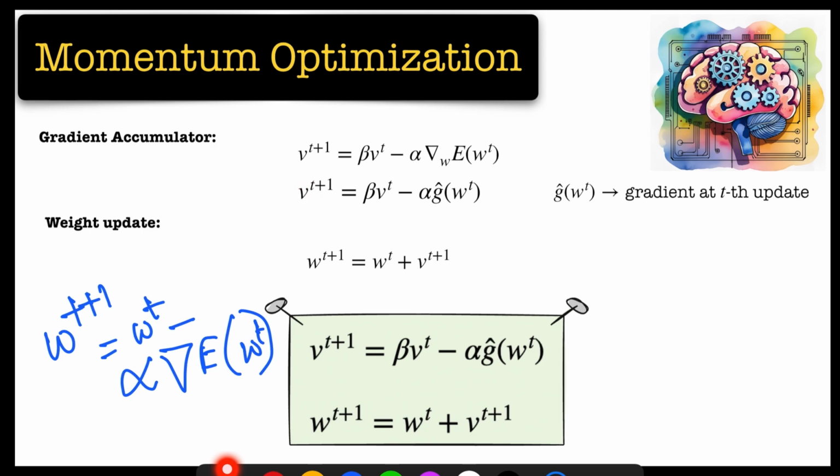Now Vt, I am writing it in this way: G hat of Wt. Instead of writing the full expression, this is easier and simpler to represent. G hat of Wt is the gradient at the tth update, and our weight update will be Wt plus 1 equals Wt plus Vt plus 1. Earlier we were adding minus alpha times this gradient, right? Instead of that, now we'll add this Vt plus 1. So that is the change in our momentum optimization, or momentum optimizers. This is the momentum optimizer formula.